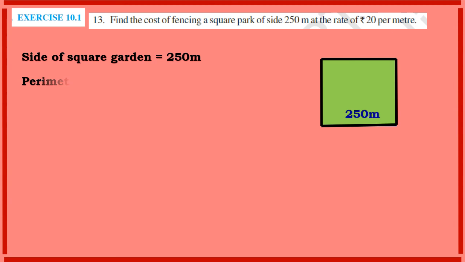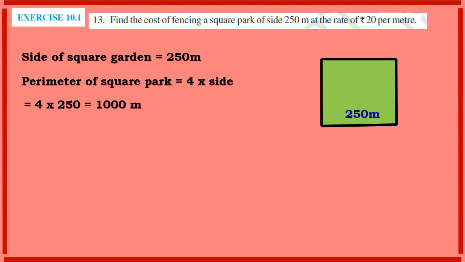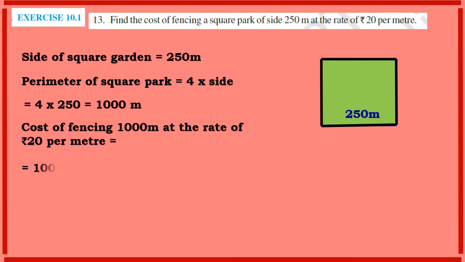So the side of the square garden is 250 meter. So perimeter is 4 into side. So 4 into 250 equal to 1000 meter. So that much length of fencing we have to buy. Now the cost. See, rupees 20 per meter. For 1 meter it is 20 rupees. So what is the cost of these 1000 meter? 1000 into 20. That means you need 2000 rupees to fence the square park of side 250 meter at the rate of rupees 20 per meter.